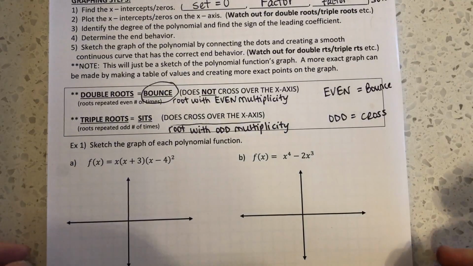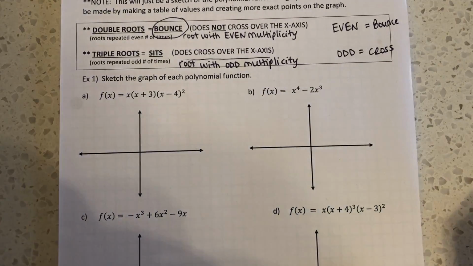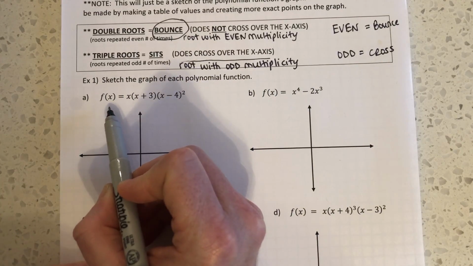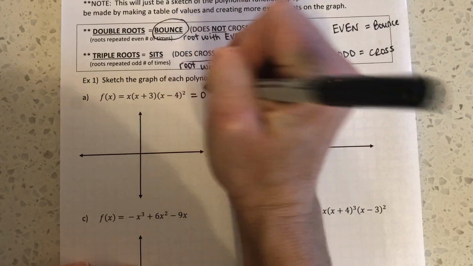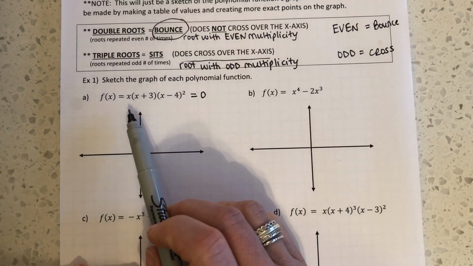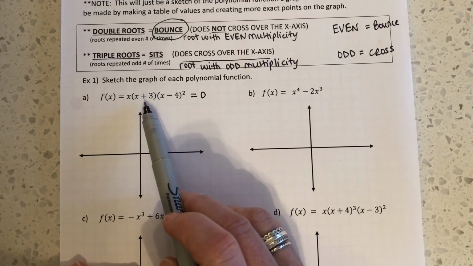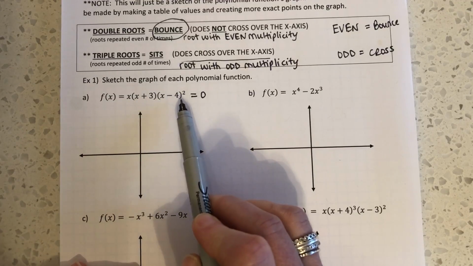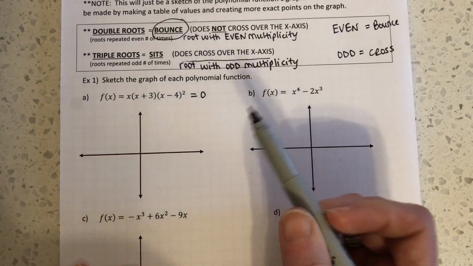All right, so let's try and give this a go with an example. Okay, so sketch each polynomial function graph. So here we go. To sketch this, we first set it equal to 0 and find the x-intercepts. Well, lucky for us, it's already in factored form. So look, we have one factor of x, we have one factor of x plus 3, but this factor of x minus 4 is squared. So that means that you really have two factors of x minus 4.